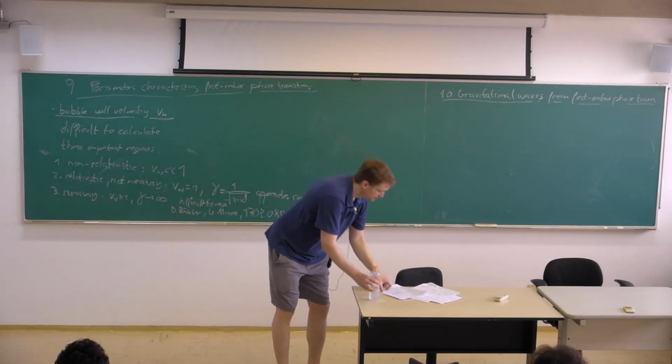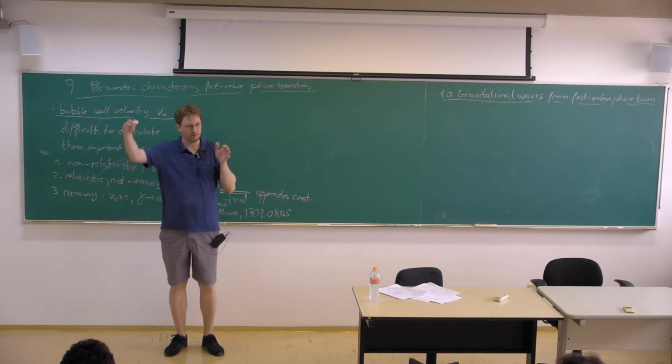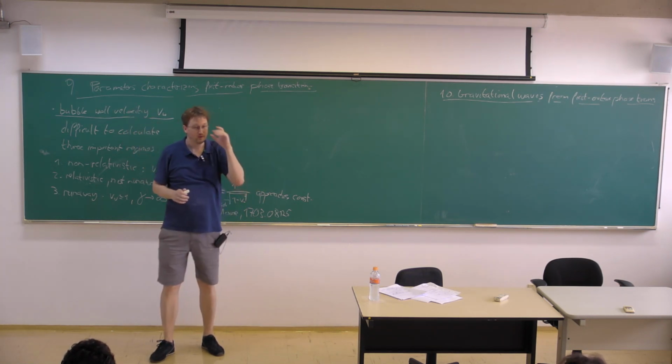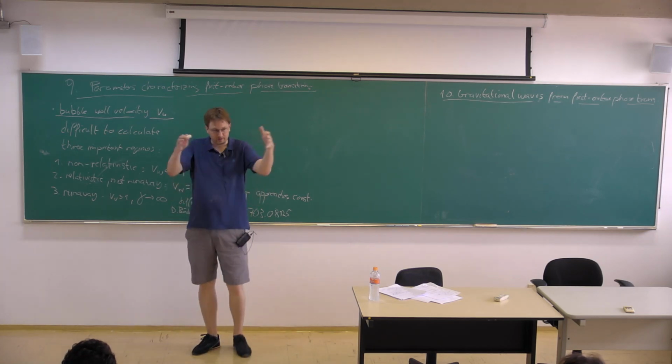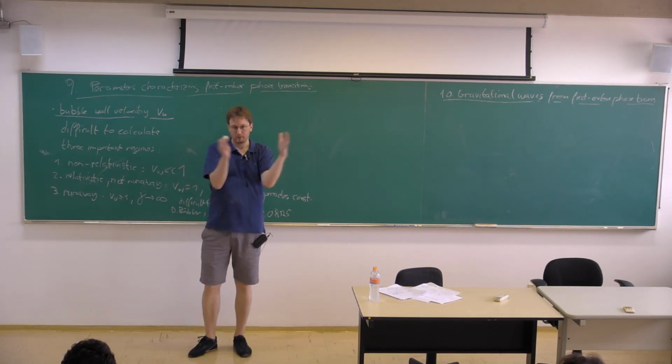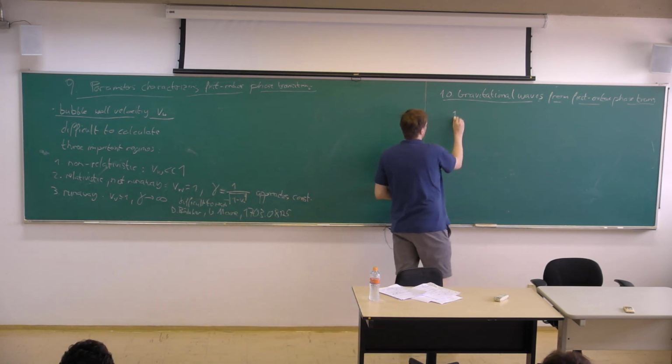The first one is just collisions of bubble walls. Bubbles form in different parts of the universe during the phase transition, then they expand, and eventually they collide. This collision is a violent process, and this can lead to the production of gravitational waves.